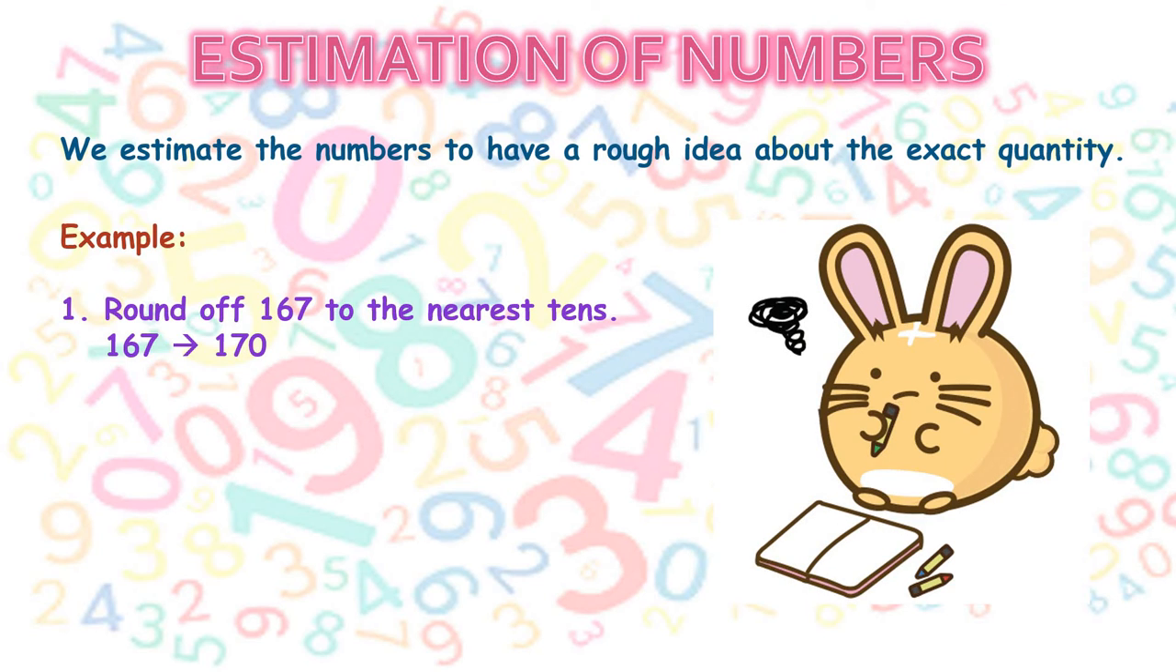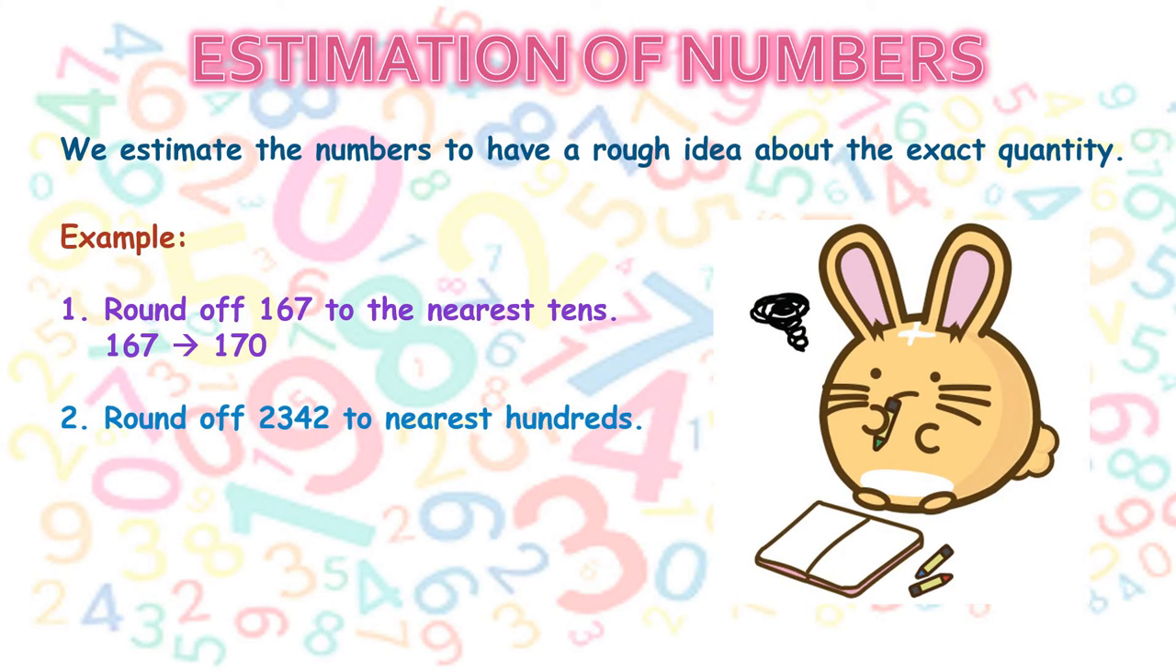Okay, next example, round off 2342 to the nearest hundreds. The same rule applies here also. To round off to the nearest hundreds, we look at the tens place digit, and the same rule applies. If it is less than 5, then tens and ones both become 0 and no changes occur in the hundreds place digit. So 4 is less than 5, so it will be 2300.